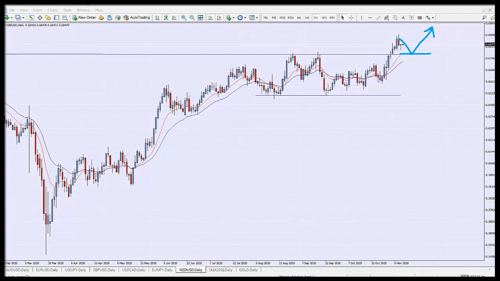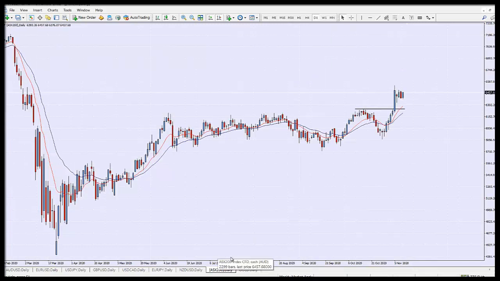All right, so that's my Kiwi USD, and to remind myself of that, let me just put a little box there and a little tiny line so that I remember what I'm looking at. Okay, let's have a look at the Aussie 200, our index.